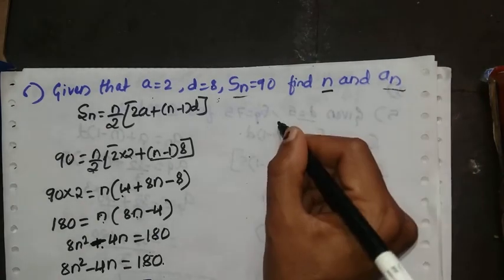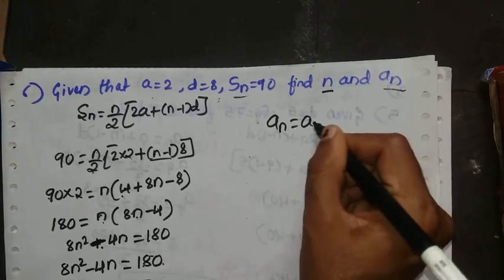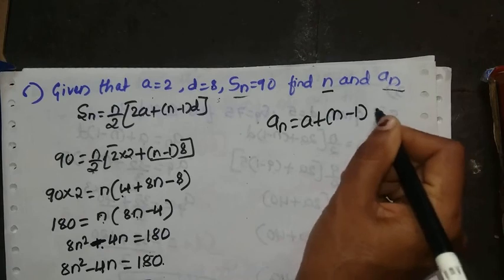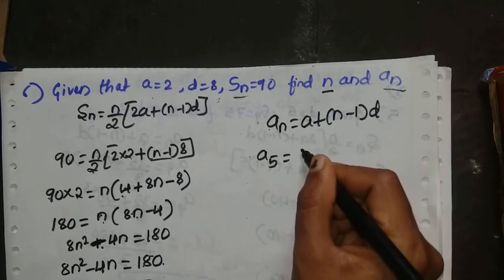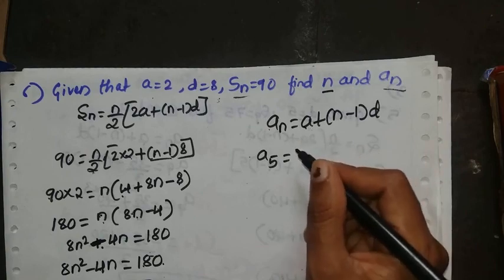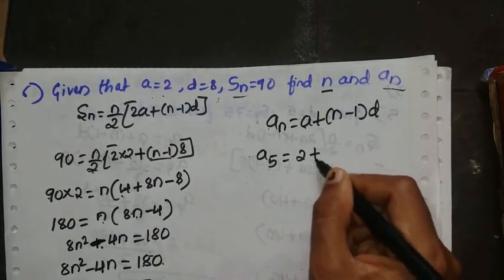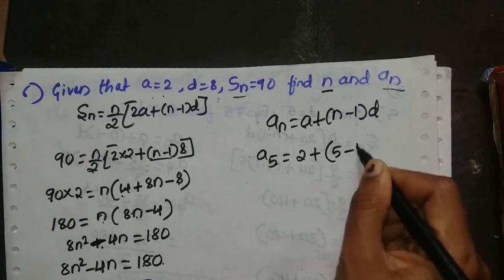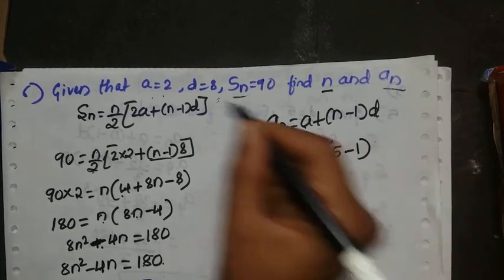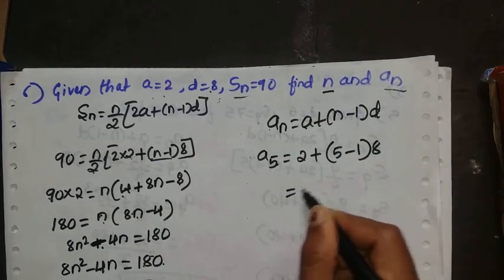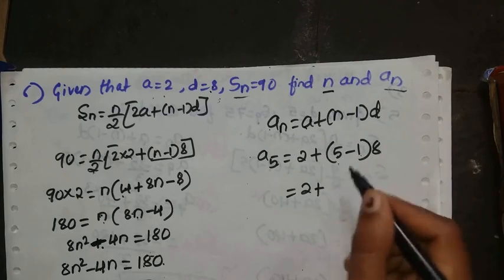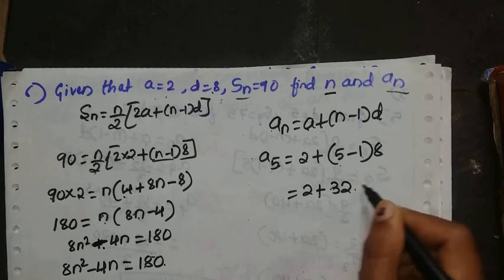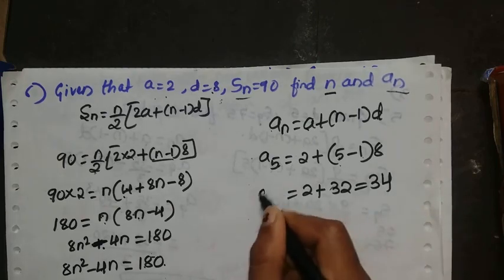Next we need to find an. We know an is equal to a plus n minus 1 into d. So here a5 equals a, we have the value of a as 2, plus n is 5 minus 1 into d is 8. So this is 2 plus 5 minus 1, 4, 4 eights are 32. So this is equal to 34. This is the fifth term.